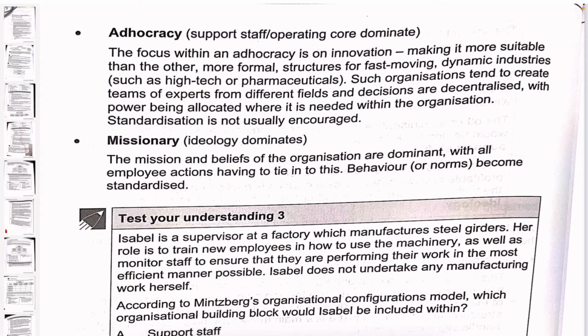core might also dominate. The focus within an adhocracy is on innovation, making it more suitable than the other more formal structures for fast-moving dynamic industries such as high-tech or pharmaceuticals. Such organizations tend to create teams of experts from different fields and decisions that are decentralized, with power being allocated. So standardization is not usually encouraged in adhocracy.